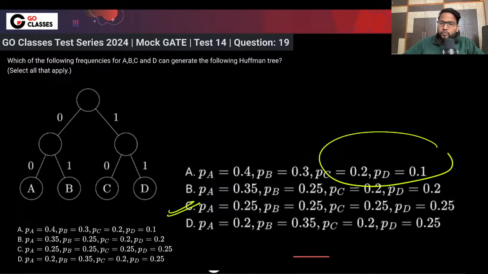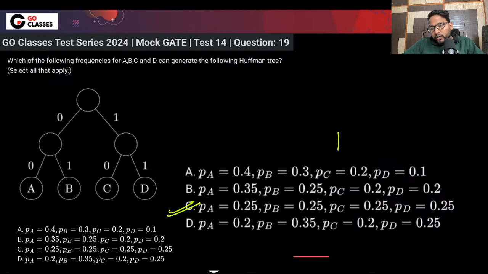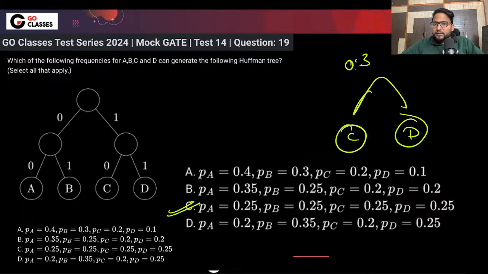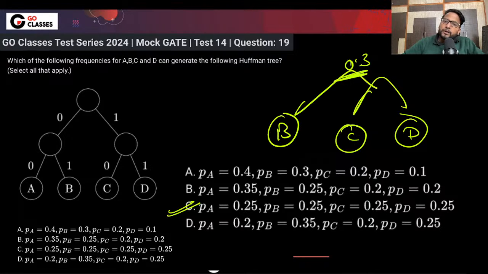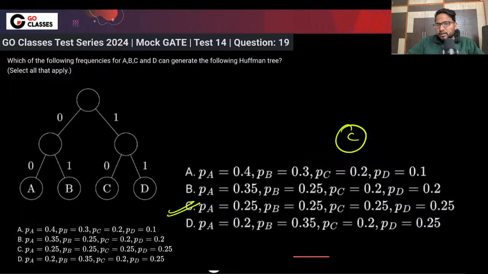You will first combine C and D. So according to A, you will combine C and D, and this is 0.3. Now you will combine B to this, right? So you will not get this tree. So hence A is not the answer, right?